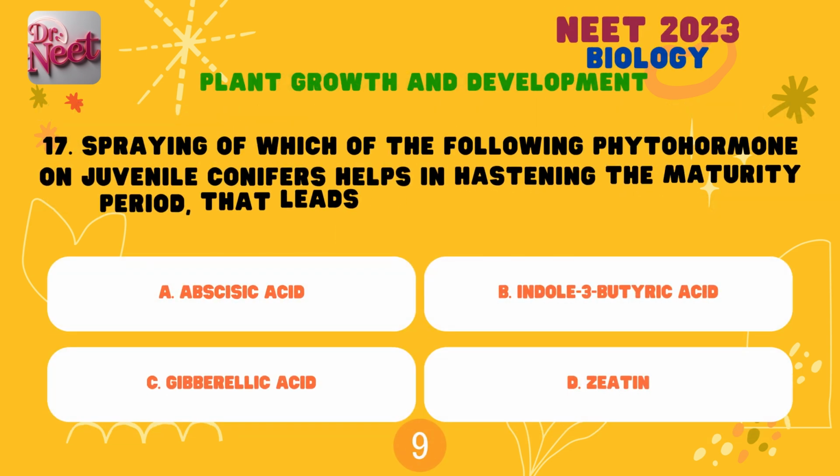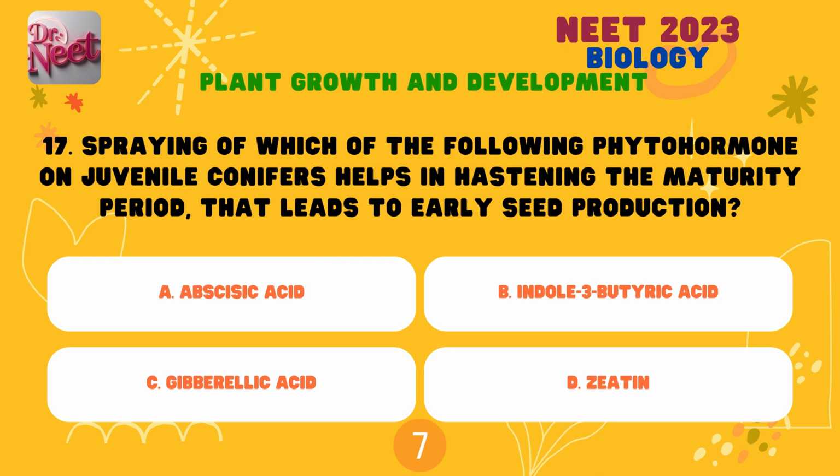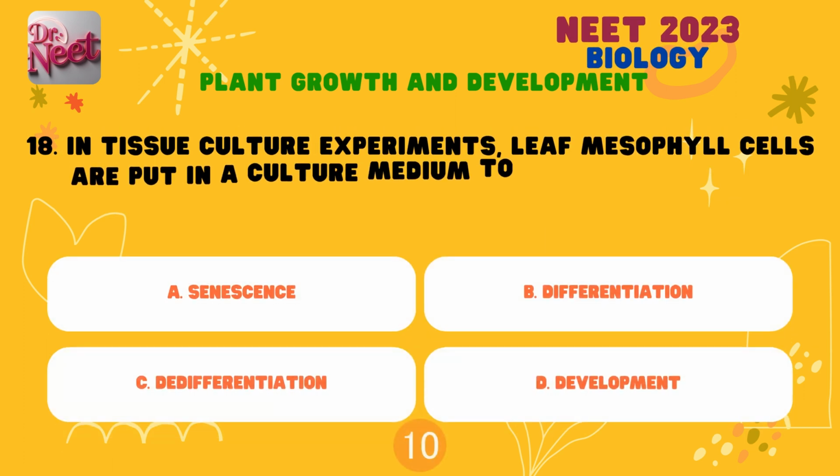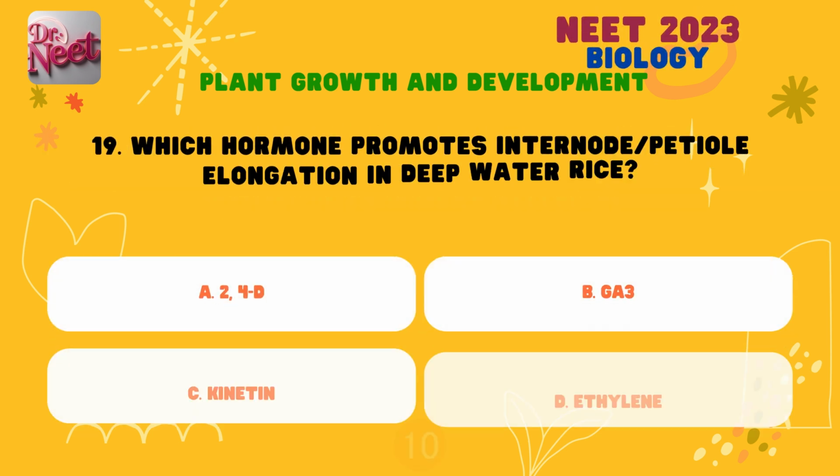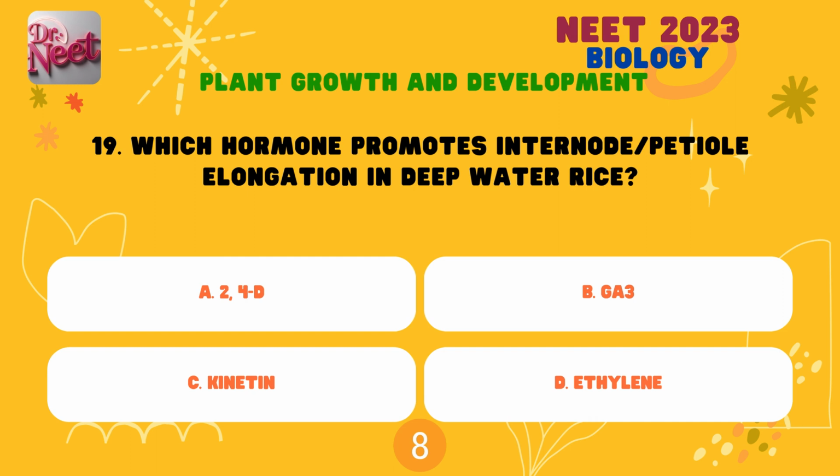Spraying of which of the following phytohormone on juvenile conifers helps in hastening the maturity period that leads to early seed production? In tissue culture experiments, leaf mesophyll cells are put in a culture medium to form callus. This phenomenon may be called as. Which hormone promotes internode/petiole elongation in deep water rice?